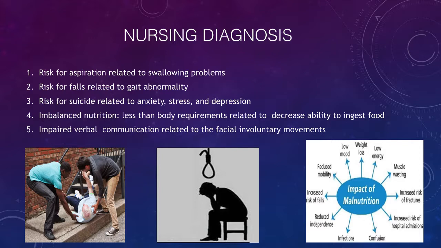The next nursing diagnosis for the patient with Huntington's disease is the imbalanced nutrition, less than body requirements. This is due to the decreased ability to ingest the food. So what the nurse can do is to collaborate with a dietitian for the patient to have an appetizing food, give the patient small frequent meals rather than large meals, and or provide oral hygiene. This is to prevent mouth dryness.